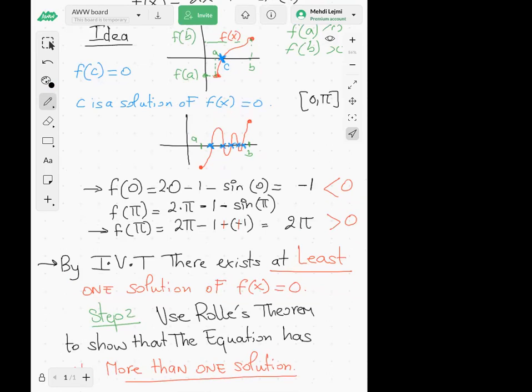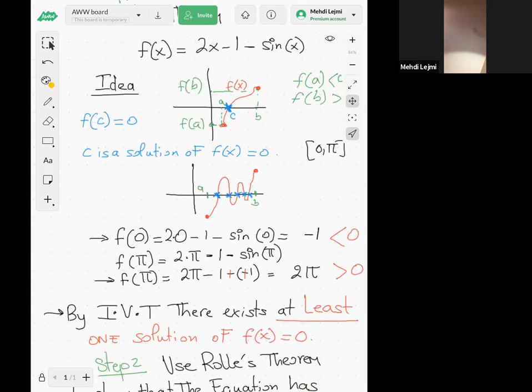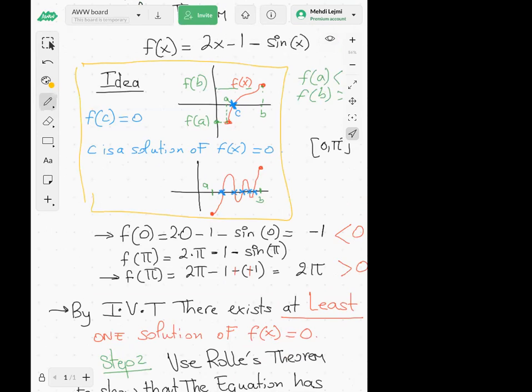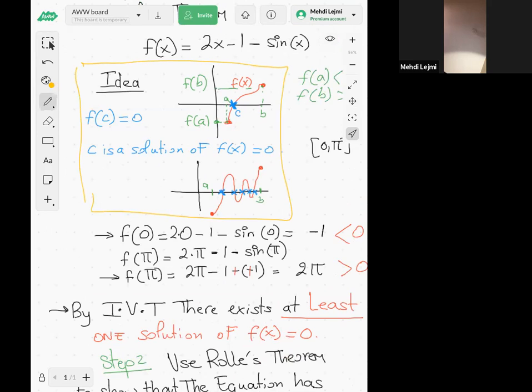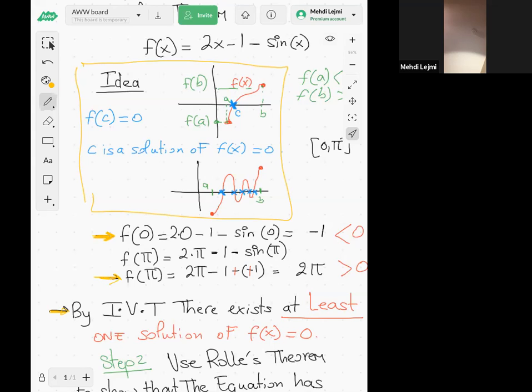Okay. I mean, here I try to explain the idea of the theorem, right? You see the graphs here. That's just to explain the idea of this intermediate value theorem. But all you have to do is evaluate f of 0 and f of pi. One is negative, one is positive, and then you conclude by the intermediate value theorem there exists at least one solution. Oh, okay. Here, the graphs are just to explain the idea.